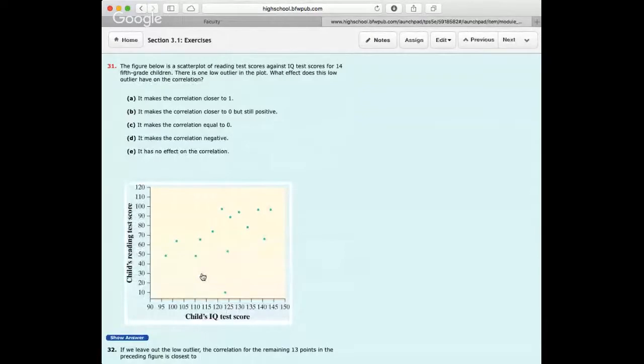All right, the figure below is a scatter plot of reading test scores against IQ test scores for 14 fourth graders. There's one low outlier in the plot. What effects does this low outlier have on the correlation?